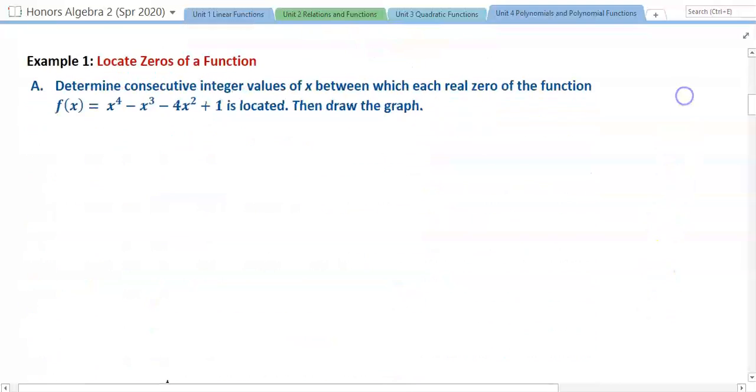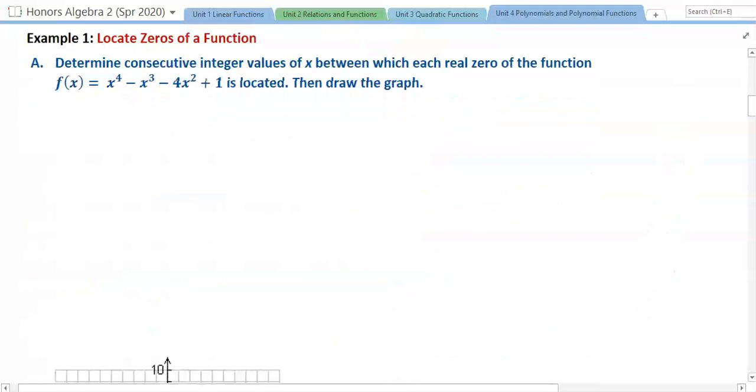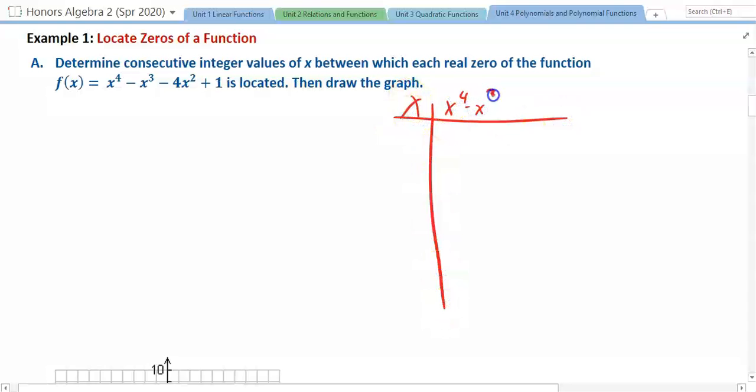Okay? And so looking at example 1, it says determine the consecutive integers between which each of the real zeros of the function f of x is equal to x to the fourth minus x to the third minus 4x squared plus 1 is located, and then draw the graph. And so what we're going to do is set up a table. So x to the fourth minus x to the third minus 4x squared plus the 1, and then we'll get our y values. And remember, our location principle is going to help us find the consecutive integers between which the zeros will fall.